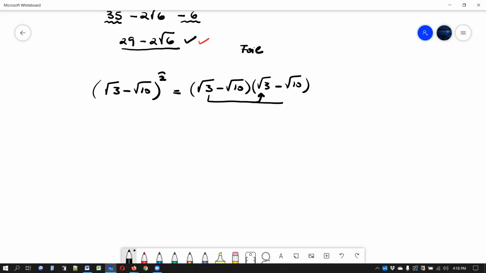This times that, this times this times that, this times the second. Keeping in mind, numbers outside of the radical multiply each other. So I have 1 radical 9. Professor, do I have to write the 1? No, you don't have to write the 1. I'm writing it here because this is a video. And minus 1 radical 30. Right? That would be the second multiplication.